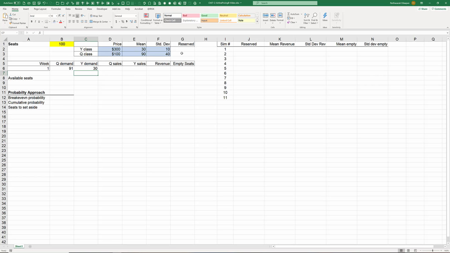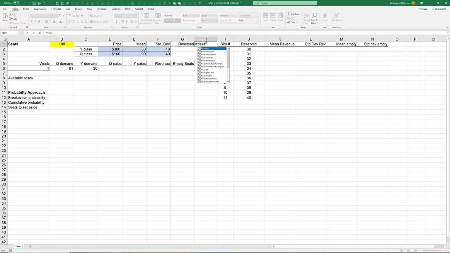Now we need to set the rest of it up, but before that let's get the sim table set up. We have 11 simulations that we have to run, because we're going to run reserved seats for Y class going from 30 to 40. And then we're going to do a risk sim table here of these values.